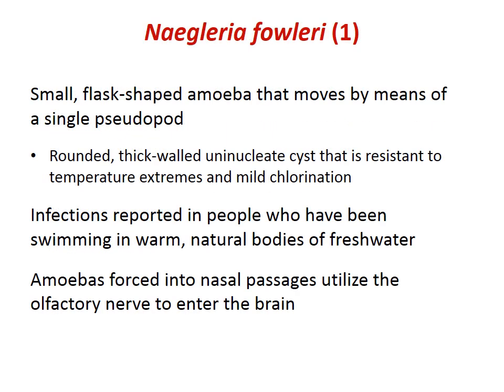So let's start off with Naegleria fowleri. Naegleria fowleri is going to be a small flask-shaped amoeba that's going to move via, again, a pseudopod. Again, amoebas move via pseudopodia. The idea here, though, is this is something that can be commonly found in water. So swimming in warm or even natural bodies of water could, again, allow for introduction of this pathogen. Ultimately, these amoebas are forced in the nasal passageway, in which they use the nerves to make their way to the brain.